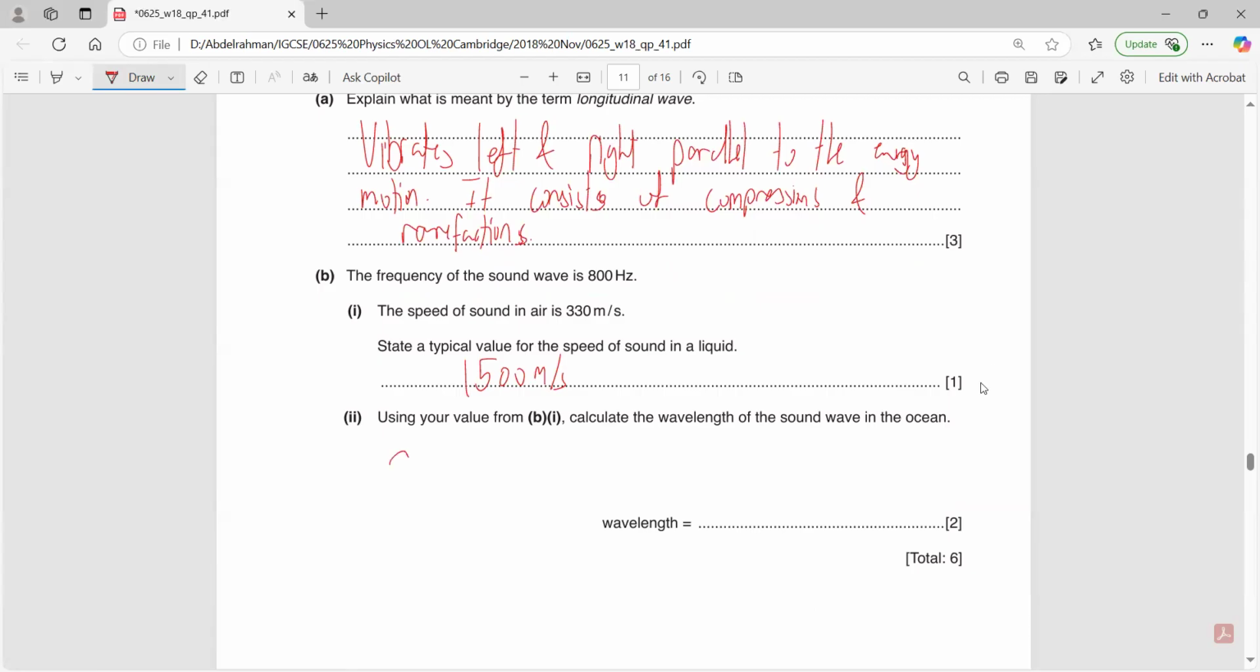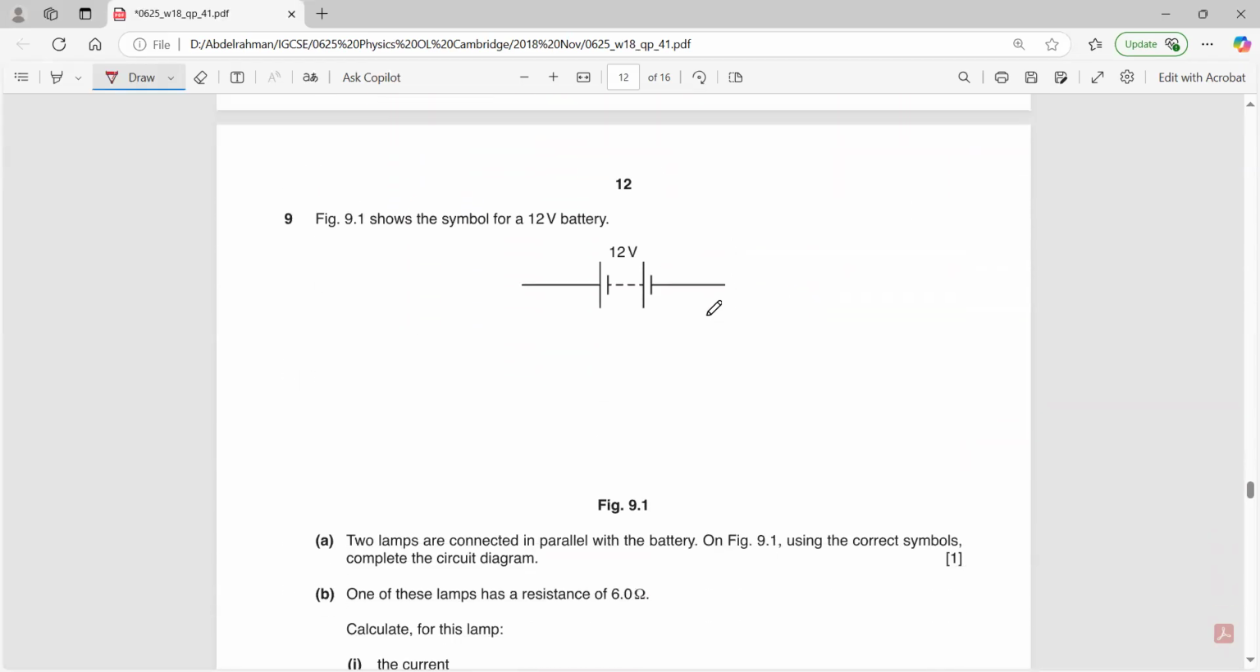Can I find the wavelength? Yes. Speed over frequency. 1500 over 800, which should be around 1.875, I guess. 1500 divided by 800 is 1.875 meters. Moving on to the next question.